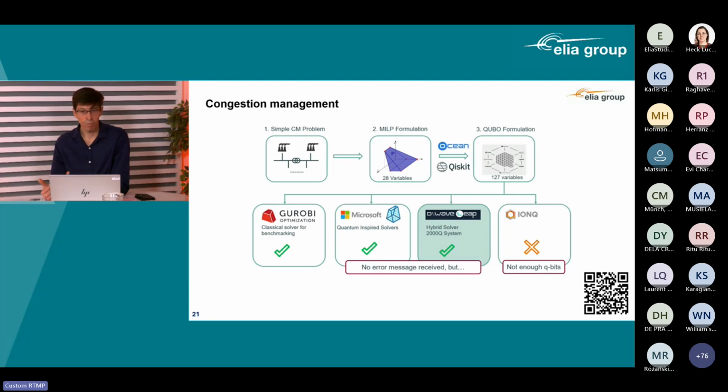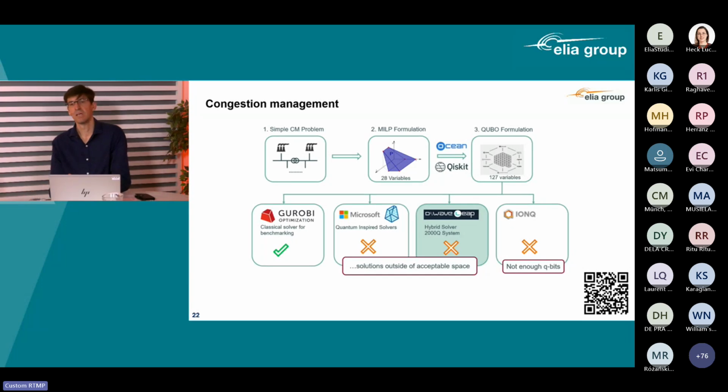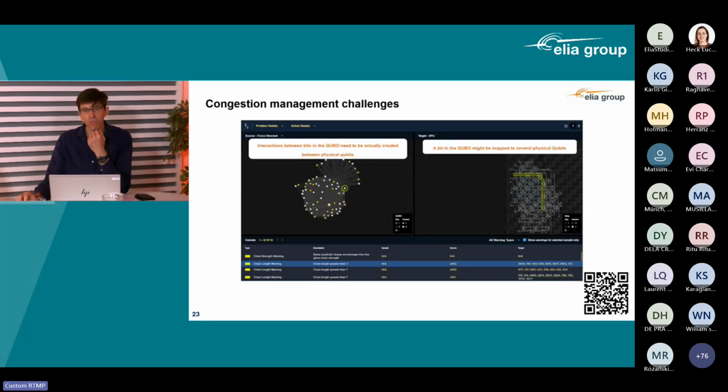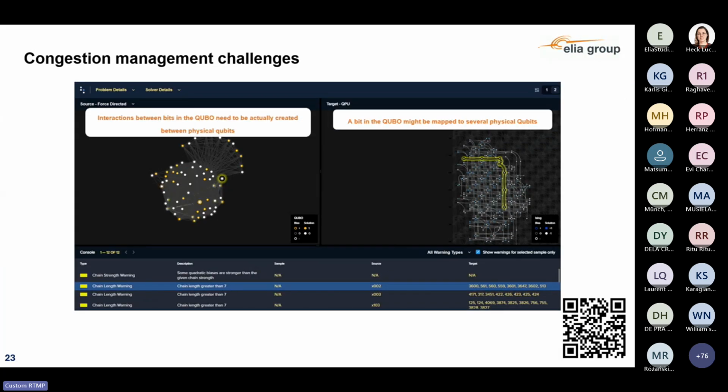In that sense, we managed to run the QUBO on those computers, but when we looked closely, the solution that we got was outside of this acceptable space. It was outside of this geometrical space, meaning that it made no sense to take such a solution. We wanted to understand why, and for that, D-Wave offers the problem inspector. This allows you to see the QUBO formulation on the left in a logical way, and then how it is mapped to the hardware on the right.